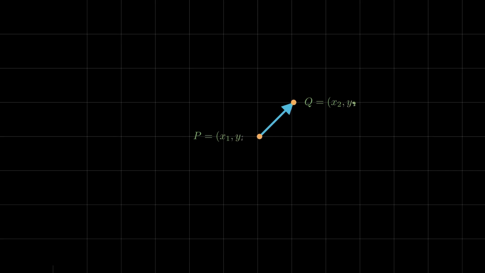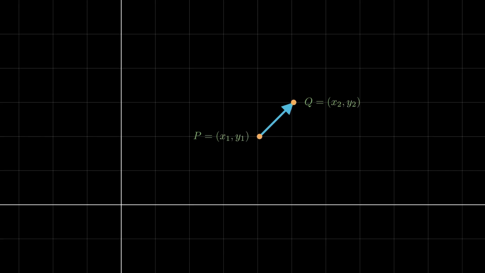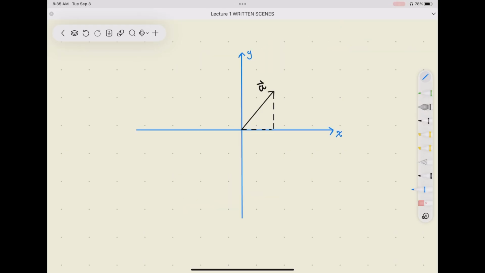Vectors can, however, be positioned not relative to the origin. For instance, here, our vector starts at some point (x1, y1) and ends at some point (x2, y2). In order to rewrite this vector in standard vector notation relative to the origin, we simply subtract the coordinates of the starting point from those of the terminal point.